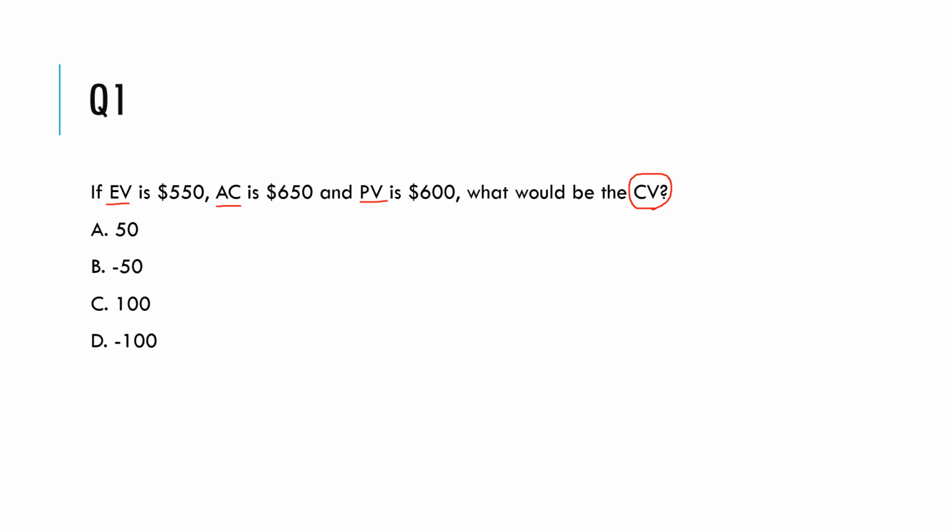Now, all you need to solve this question is the formula for CV. The formula for CV is EV minus AC. So EV, you have the value of EV already here, which is 550, and the value of AC is 650. So when you subtract the two, the answer you get is D, minus 100, and that is actually the right answer. Now, do you notice how they have given the value of PV, planned value, as well?